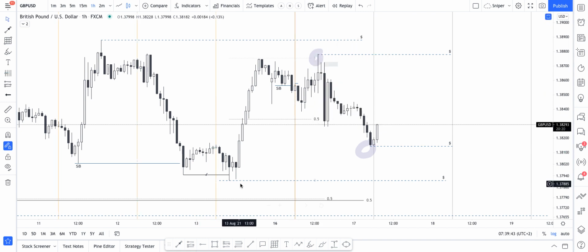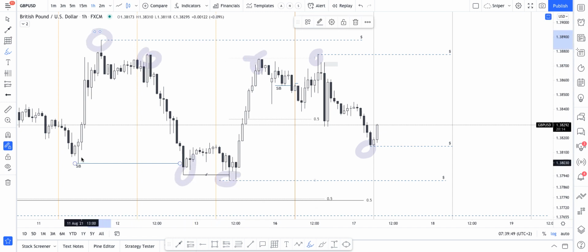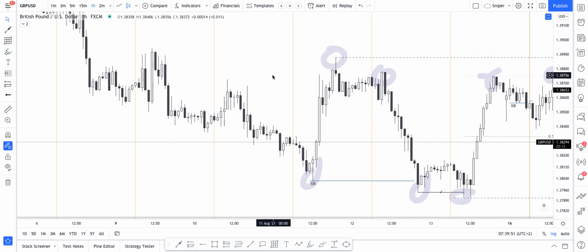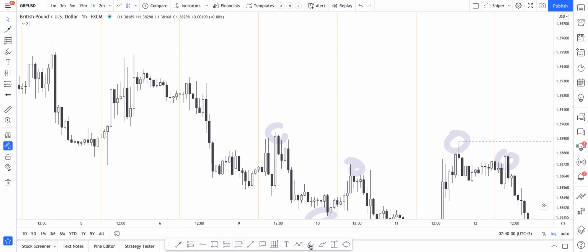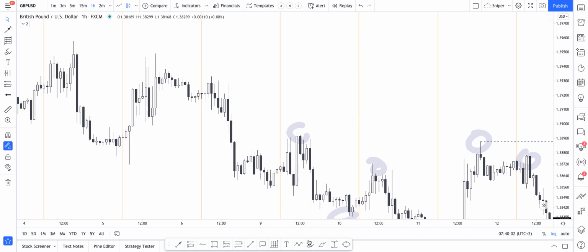So even if you look backwards in time, you can see we created a high and a low, we created a high and a low, we created a high and a low. Some days are more consolidated, but high, low, high, low. Even here as well, we have a high and a low, and a low and a high, and a high and a low. You get the picture.